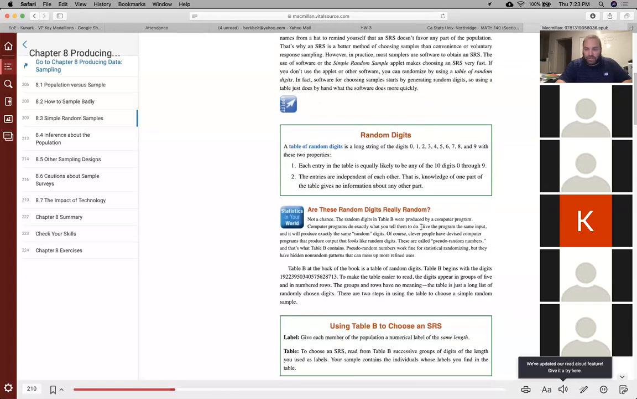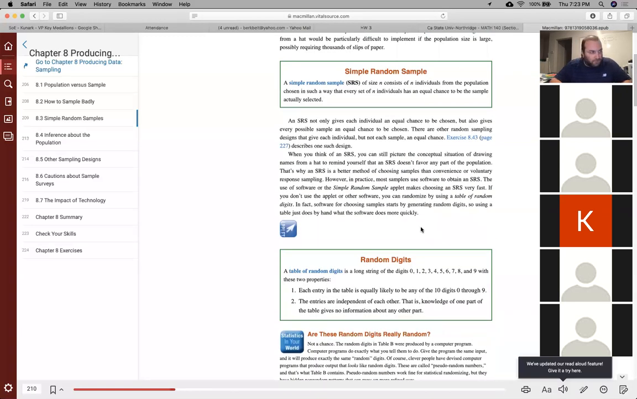And wait, professor? Yeah, go ahead. I'm sorry. Can you explain why the SRS isn't appropriate for the 100 people and the two from each state again? Because it's not considering what again?